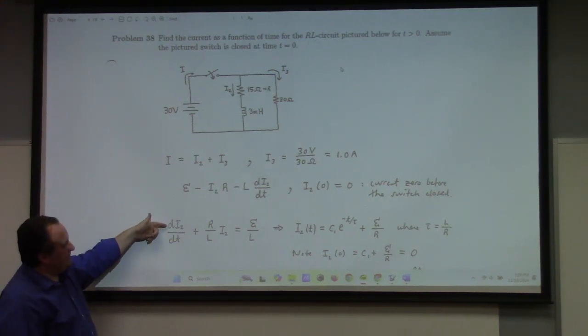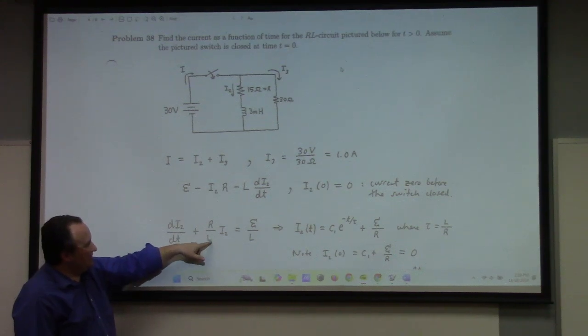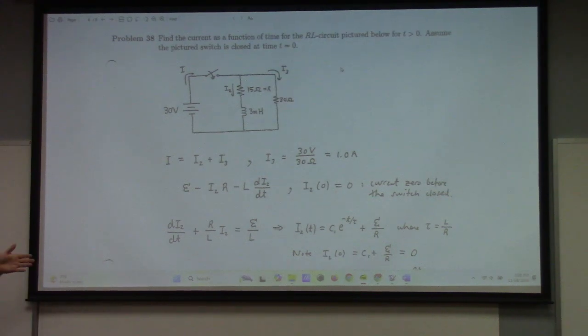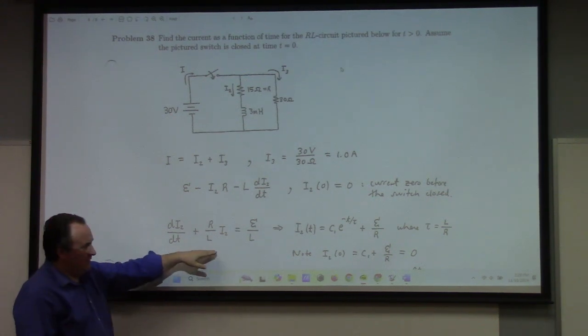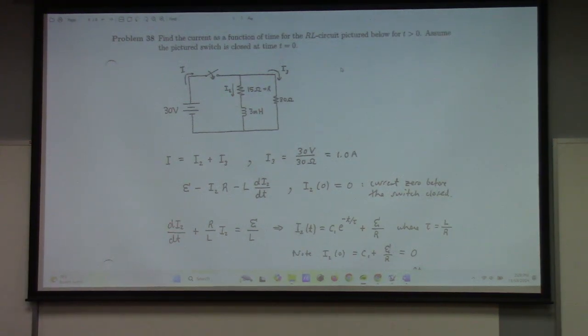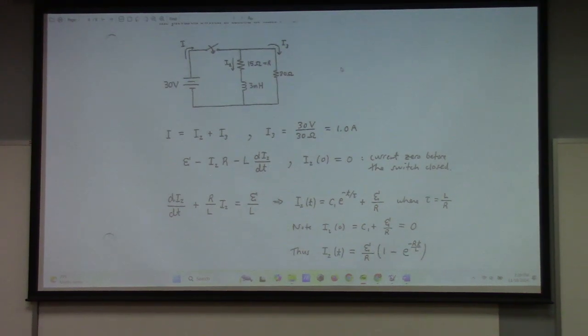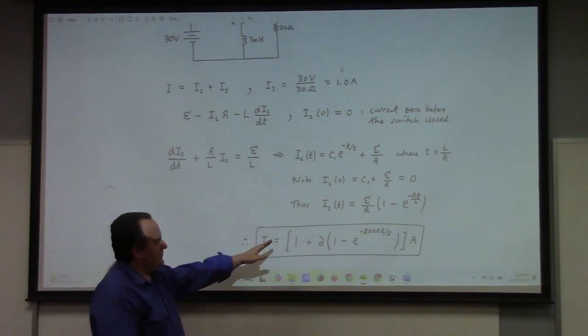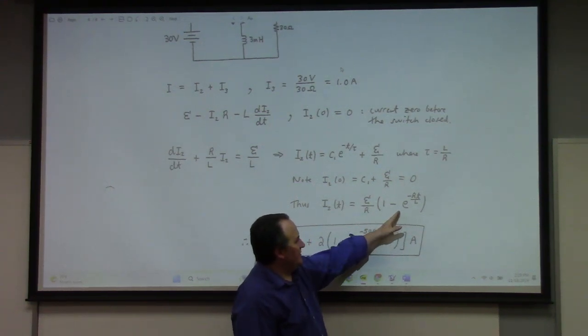Anyway, so we have dI2/dt plus R over L times I2 is equal to E over L. We've solved this before, by integrating factor method, or separation of variables even. We get C1 e to the minus t over tau plus E over R, where tau is equal to L over R. And this time, the current is 0 at time 0 in this one. So that forces the constant to be minus E over R, which gives me this lovely formula for I2.